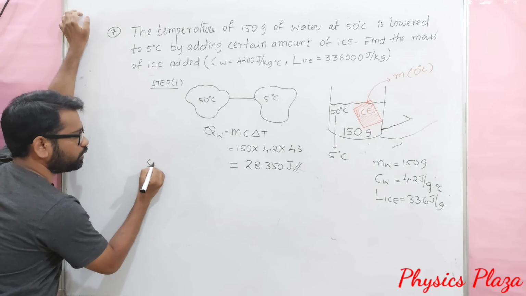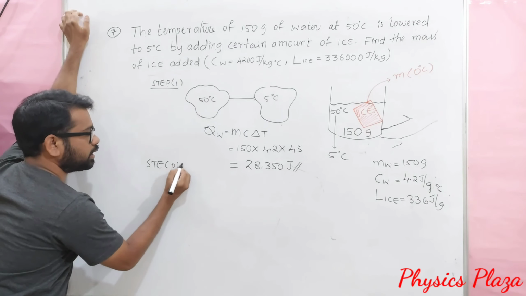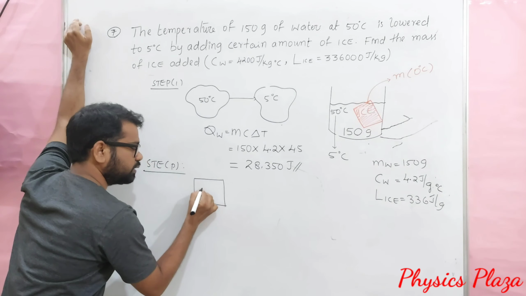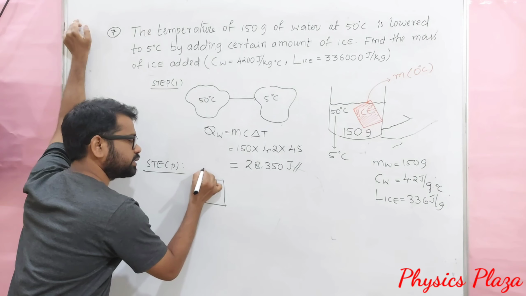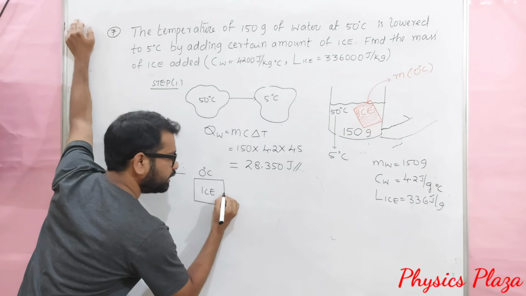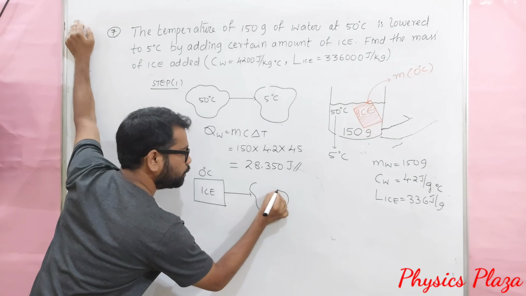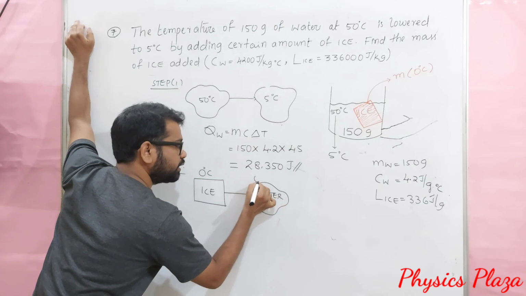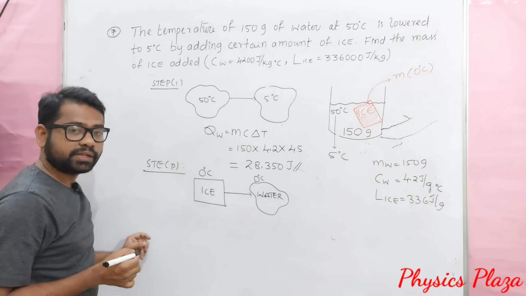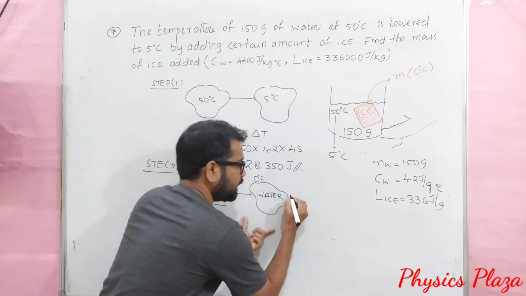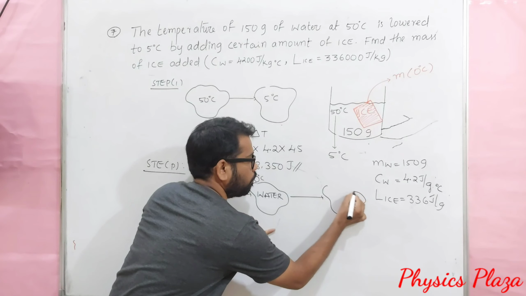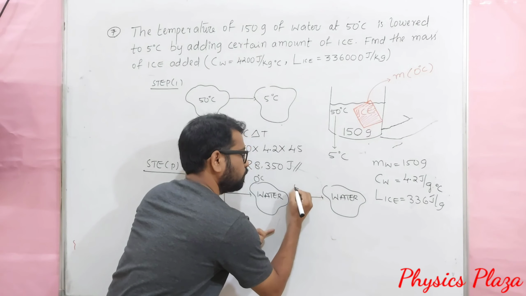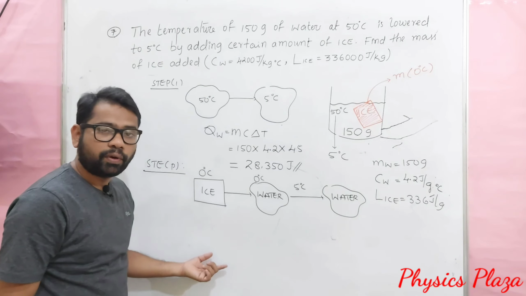Step 2. In step 2, let us take ice. Children, here ice at 0 degrees Celsius. We expect that ice is at 0 degrees Celsius only. Initially, it melts and converts into water at 0 degrees Celsius. Then the water at 0 degrees Celsius, again it converts into water at 5 degrees Celsius. Water at 5 degrees Celsius.